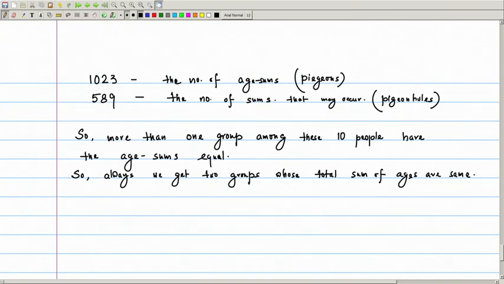Now, we have read the pigeonhole principle in simple form and mainly the applications that we can solve using this simple form. In the next lecture, we will read the strong form of the pigeonhole principle.